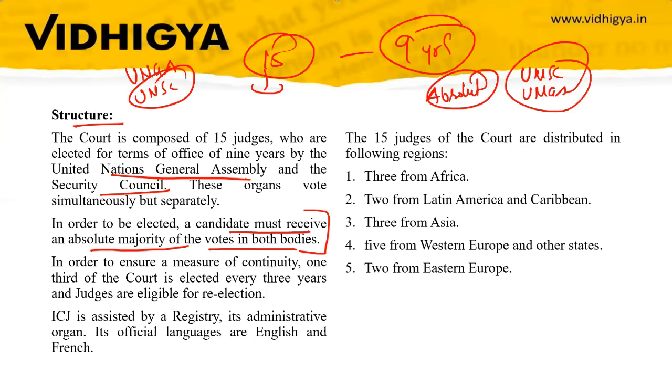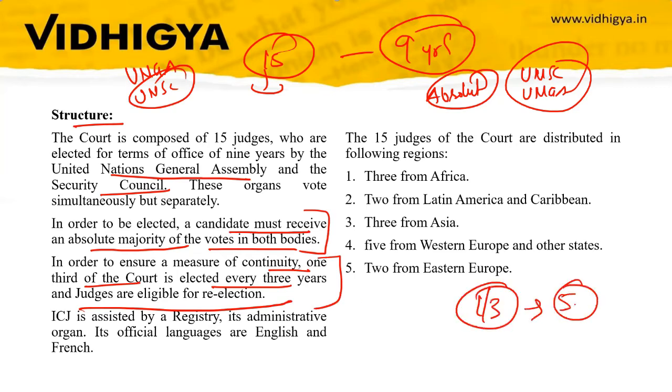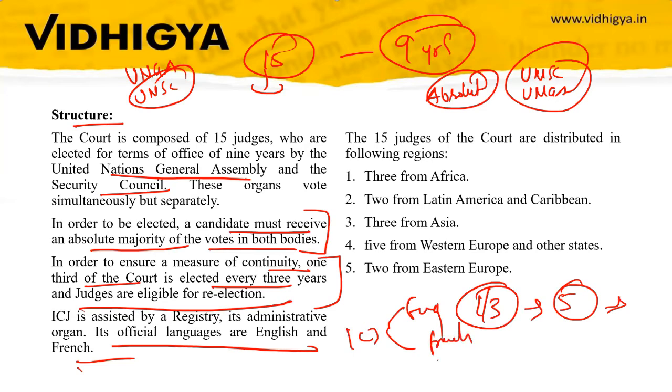In order to ensure a measure of continuity, one-third of the court is elected every 3 years, and judges are eligible for re-election. So one-third, you can say 5 members, are elected every 3 years. The ICJ is assisted by a registry, which is not important. Its official languages are English and French, so you have to remember the official languages of the ICJ: English and French.